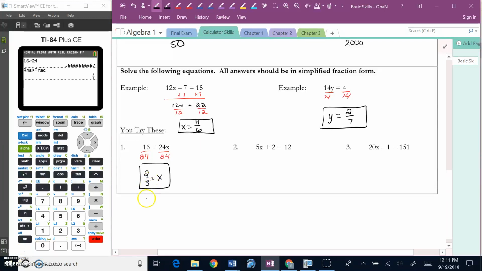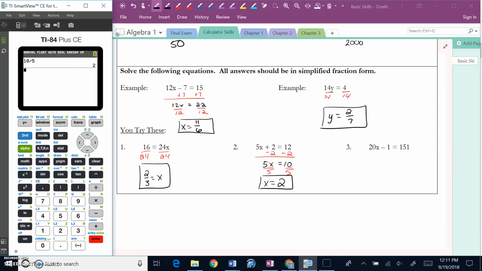For number 1, we should get 2/3. Number 2 was placed here on purpose. If you get an integer answer, just leave it as the integer. You don't have to write that as a fraction of 2 over 1. You write any fractional answer as a simplified fraction, but you don't have to write your integer answers as fractions.